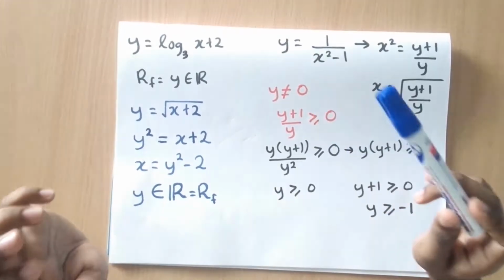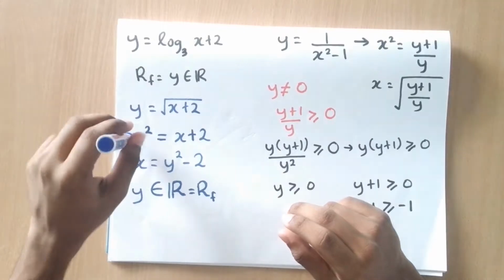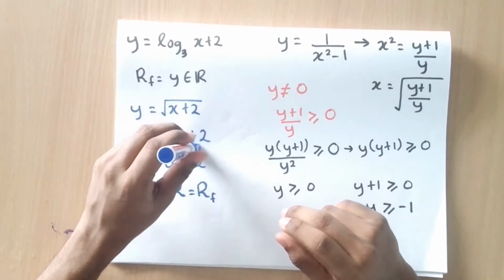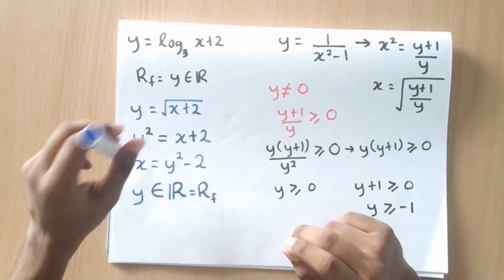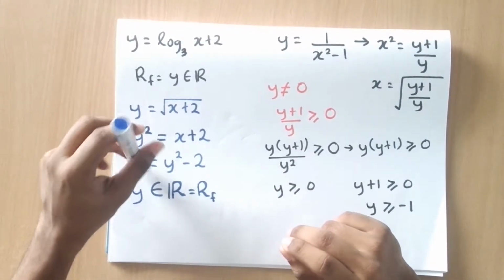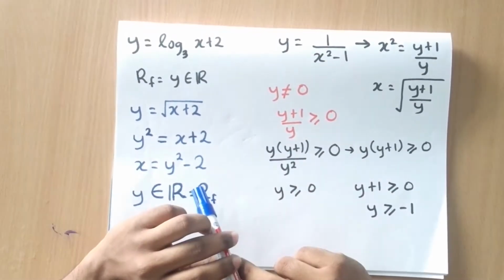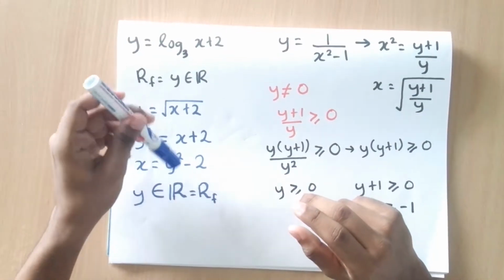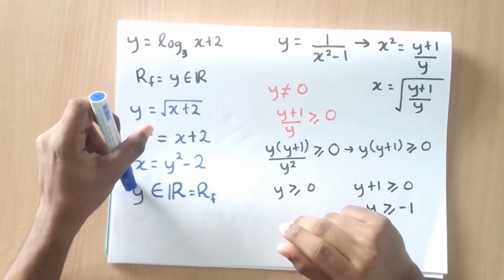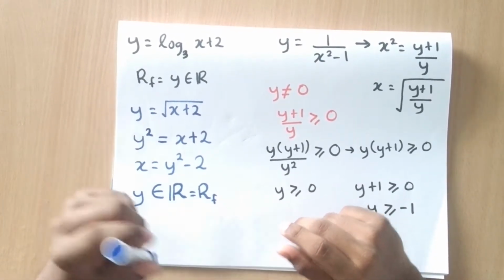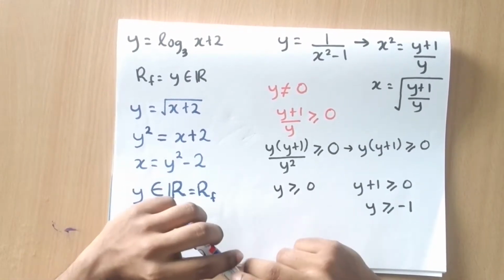For a function with a square root as shown here, we first square both sides. So y squared equals x plus 2. And then we make x the subject. So x equals y squared minus 2. And then we find the restrictions. So here we can see y has no restrictions. y can take any value. So y here is an element of all real numbers. So this is the range of this function.